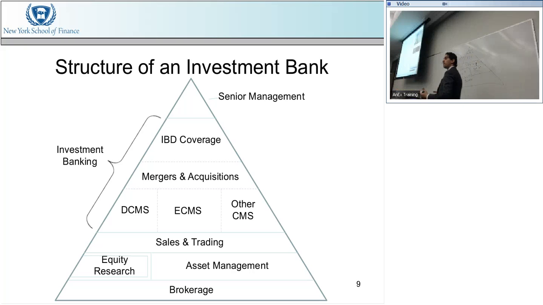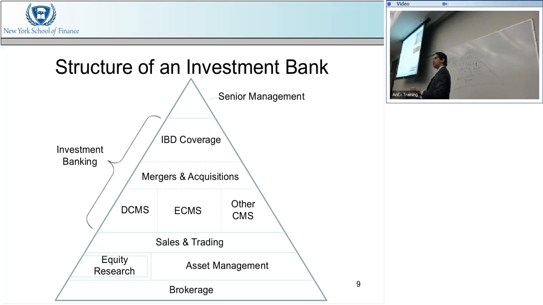Brokers, real sales guys, trying to bring in money to the firm. Yeah, to weigh in, make commission. Yeah.